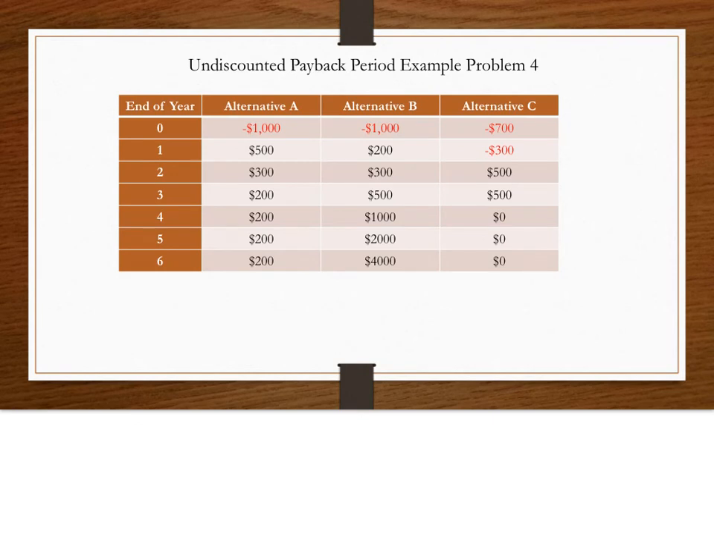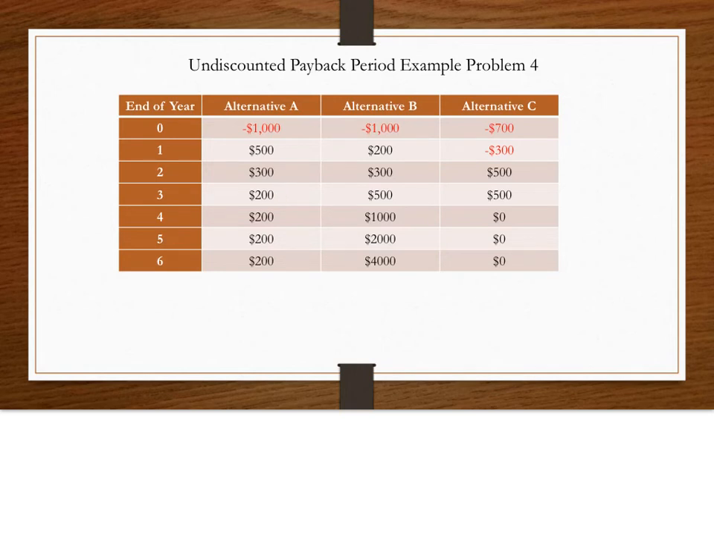Let's look at an undiscounted payback period example. We have 3 alternatives with various revenue streams. Alternative A has a capital cost or investment of $1,000. Now, as we add up the revenues at the end of each year, we find that by the end of year 3, we have made our $1,000 back because we have added up the $500, $300, and $200 revenues.